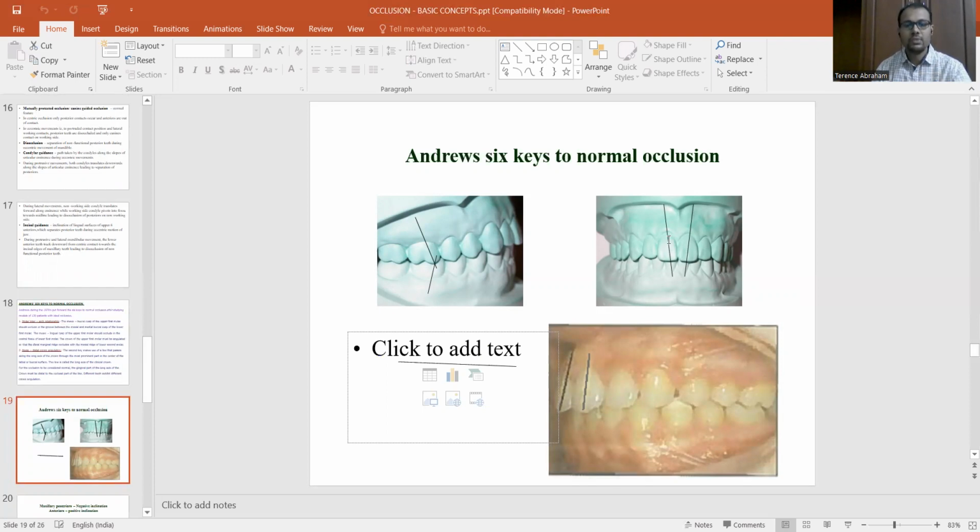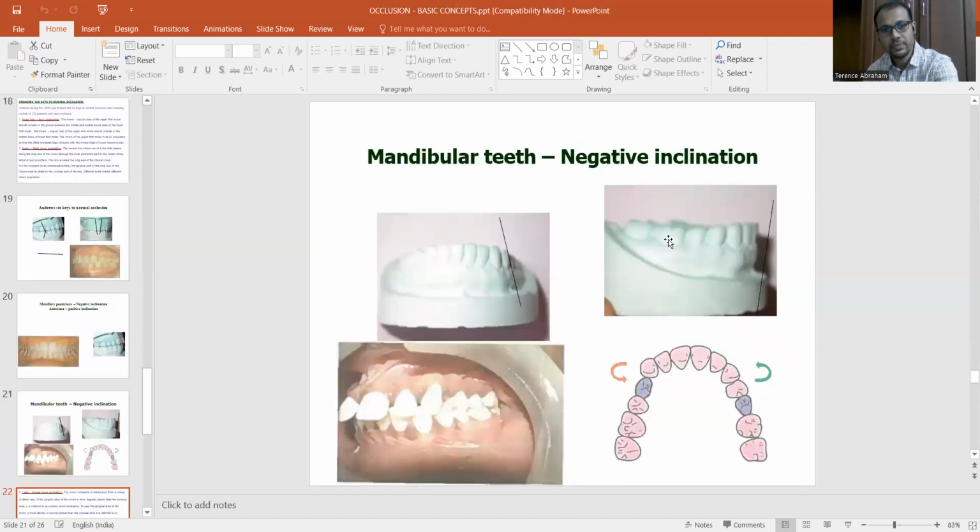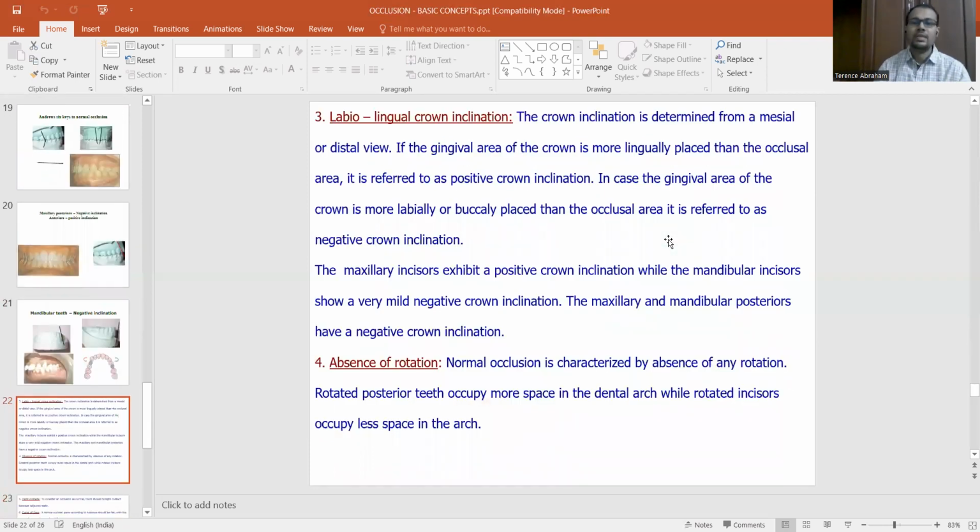Then the left figure you see is the crown inclination. So that means there is a palatal inclination as well as lingual inclination of the posteriors. So the third key is the crown inclination. That means there will be a positive crown inclination in the upper anteriors and negative crown inclination in the lower anteriors as well as upper and lower posteriors.